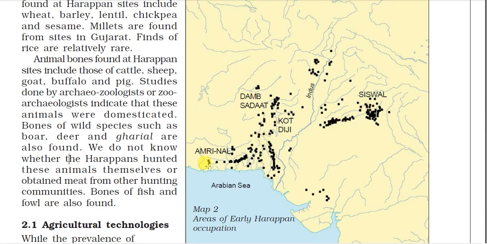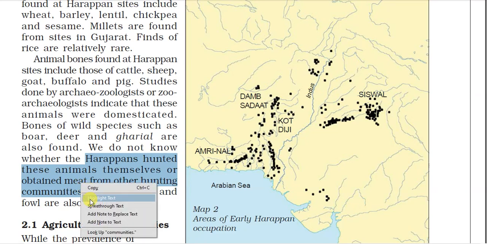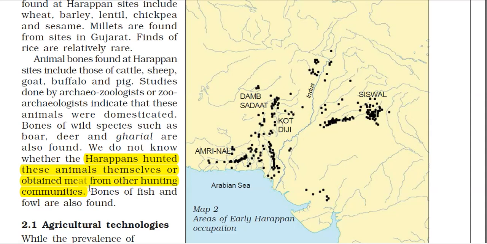Now, moving forward, we have to know that, again, it is a theory. We don't know for sure whether the Harappans hunted these animals themselves or obtained meat from hunting communities. This is purely theory. Probably there might be another community existing with the Harappans who used to hunt, and the Harappans used to take the meat from these hunting communities, or they themselves hunted these animals, and therefore the bones of these animals have been recovered from sites.